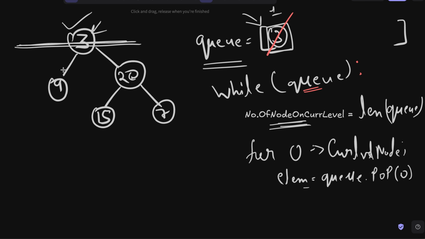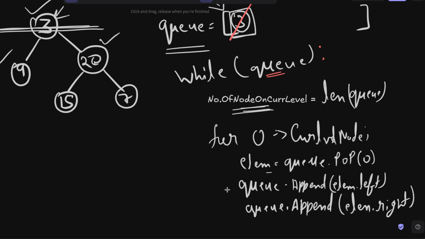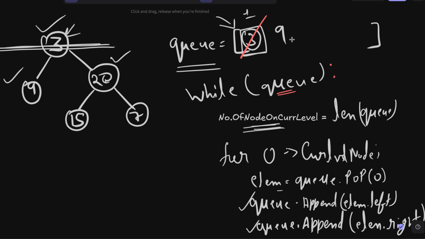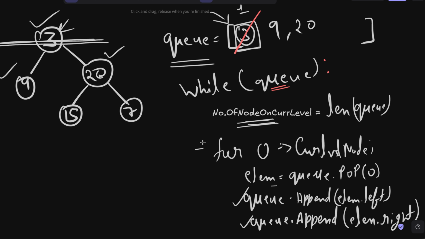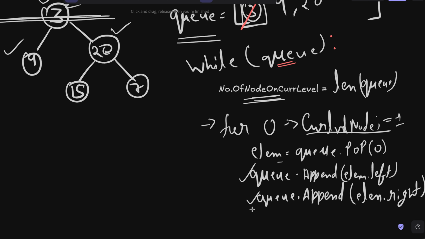Now we do have to traverse the next level. So we will have to place these nodes in the queue somehow. So we can simply append these nodes in the queue. So here I am adding the left child and then the right child in the queue. So this queue will now become 9, then 20. Now this particular for loop is now done because this particular thing was equal to 1. So we will exit this for loop from here.